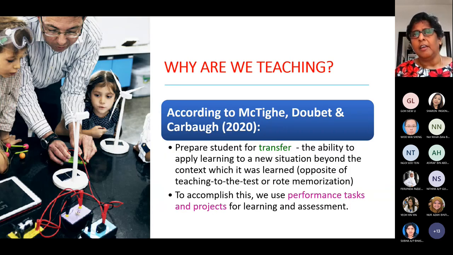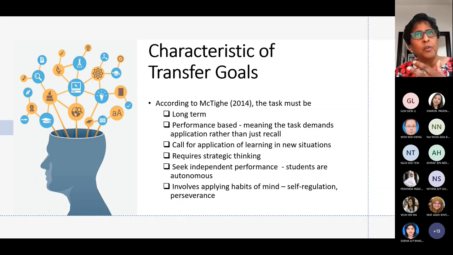Why do we teach? Because if you understand why we teach, then we will try our best to create exam questions that mimic our teaching philosophy. So if we want to prepare students for transfer, meaning that whatever we teach them today in the classroom, they are able to use it when they go out, one way of finding out whether they can do it is through our tasks. There are two types, performance tasks and projects, that can help to do this. You can also see how you can modify your exam questions to suit that.